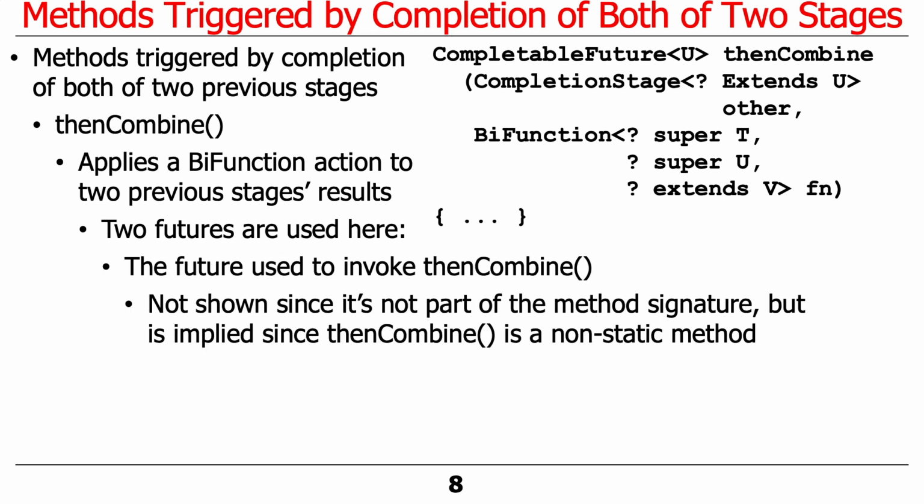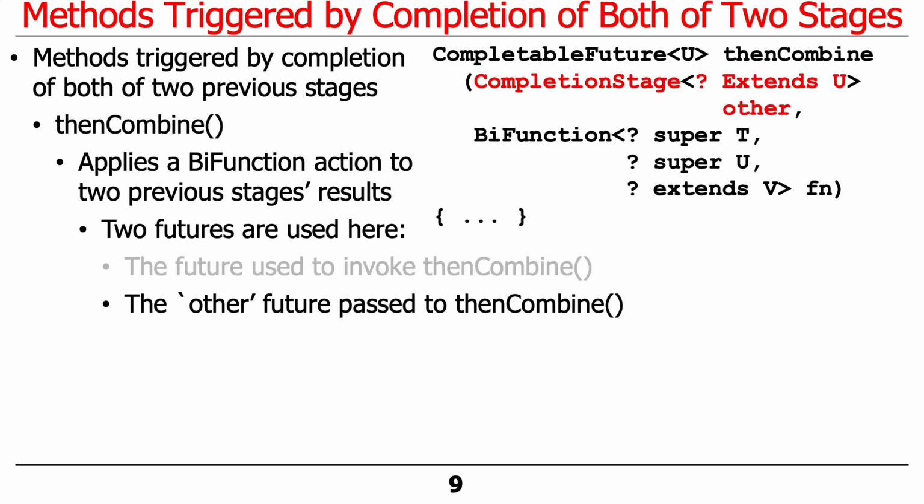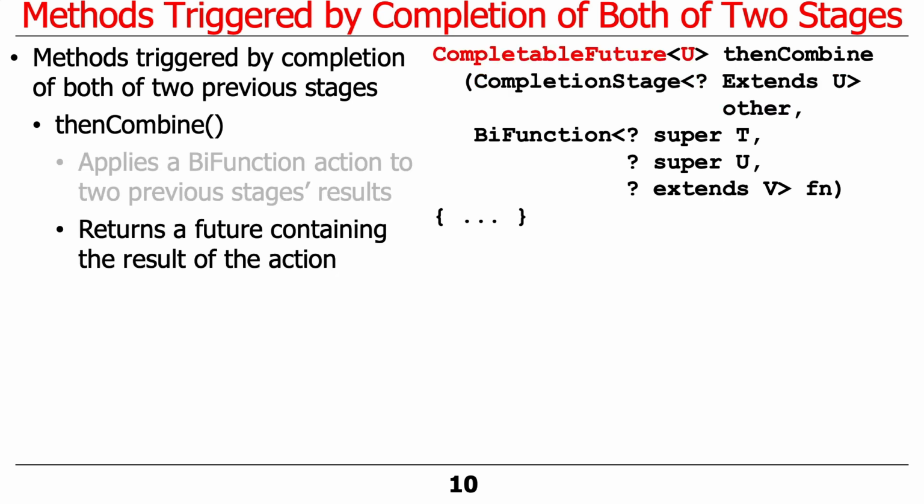The first one is whatever completable future is used to invoke thenCombine. We don't actually show that, but it's implied because thenCombine is a non-static method, so it's always called in the context of an object, which would be a completable future. The second one is the one that's passed in as the first parameter to thenCombine. This is another completable future, which is a completion stage, the interface that completable future implements. So it takes two different completable futures, and it returns a completable future that, when completed, will return the results of calling that BiFunction.